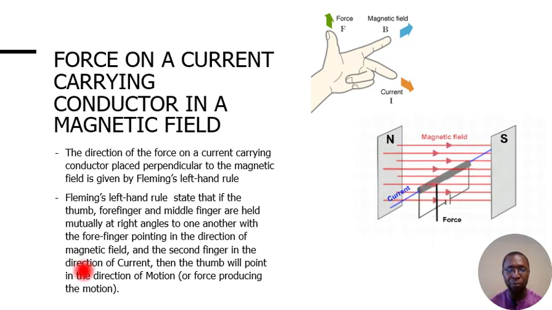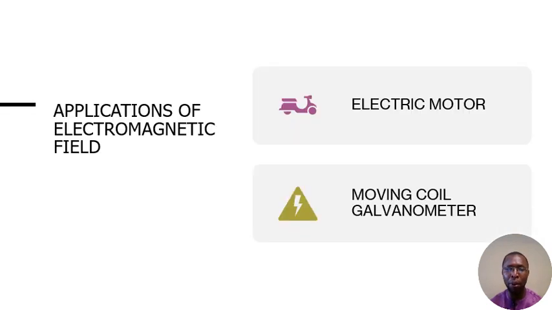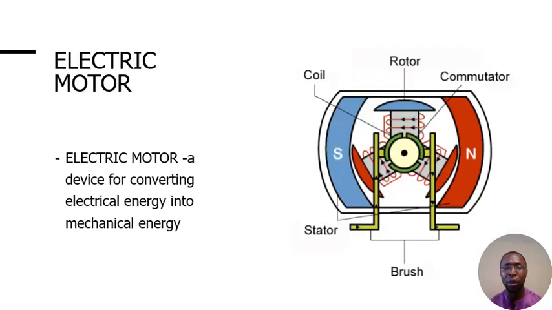Alright, so having said that, let's now talk about some of the areas of application of this electromagnetic field. We are going to be looking at two major applications. Firstly, it can be applied in the electric motor. You know, the electric motor is the major motor we have in our electric fans or any mobile appliances. Now, the electric motor and the moving coil galvanometer, these two make use of the electromagnetic field. Let's briefly talk about them in this topic.